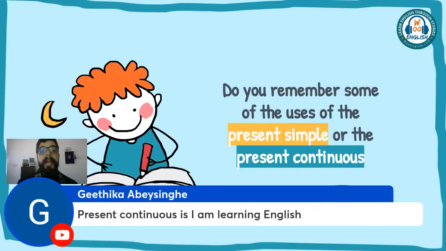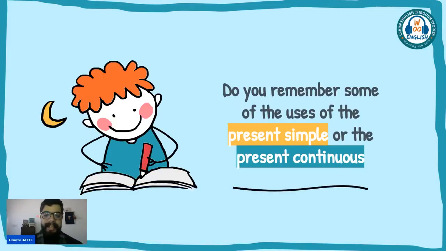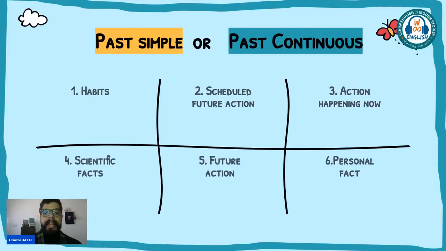Present continuous is: I'm learning English. So Gathika gave us a present simple example first, and now is giving us a present continuous example. We use the present continuous to talk about some actions for the future. I'm going to the city mall tomorrow. Indeed, fantastic. So the next activity I will give you is on the present continuous and the present simple, all right?